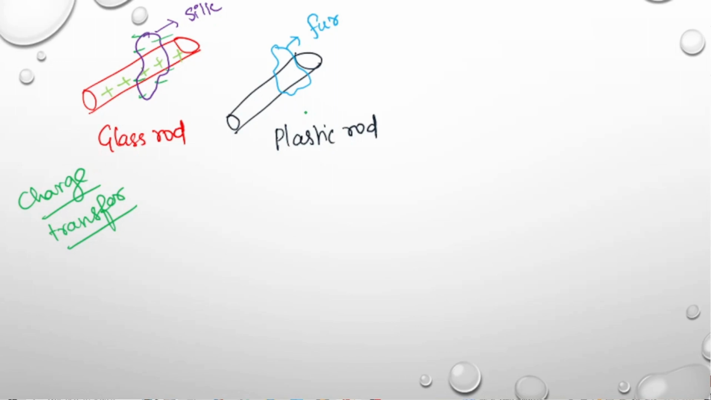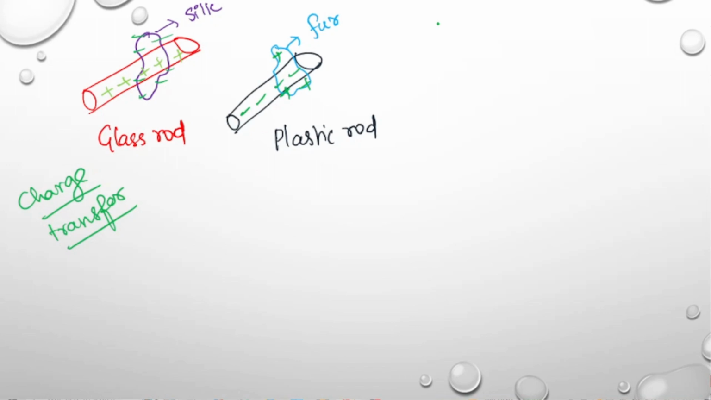Usually at the beginning, before rubbing, they are neutral in state. That means an equal number of positive charges and an equal number of negative charges. But after rubbing the silk cloth with the glass rod, what happened? The glass rod got all the positive charge deposited and the silk got all the negative charge deposited in it. Now if you observe this plastic rod, it is opposite: all the negative charge has accumulated in the plastic rod and all the positive charge has accumulated in the fur.